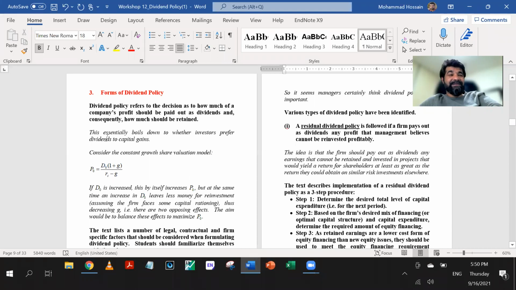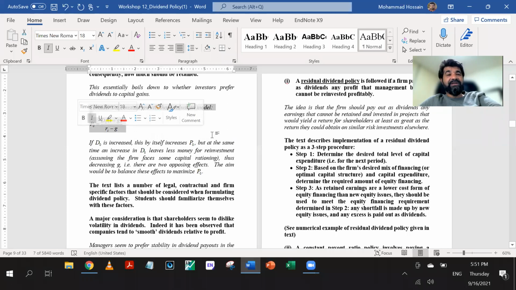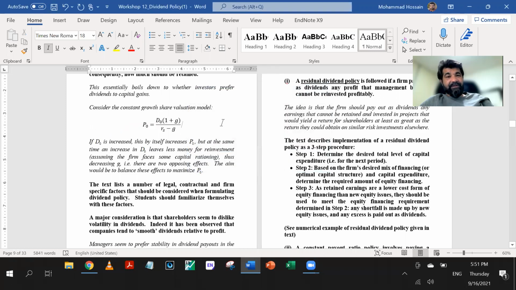It says this essentially boils down to, okay, so this is the formula they use. Consider the constant growth share valuation model. This is a model they actually show. So P0 is equal to D0 into 1 plus G, divided by R minus G. This is the formula they use.